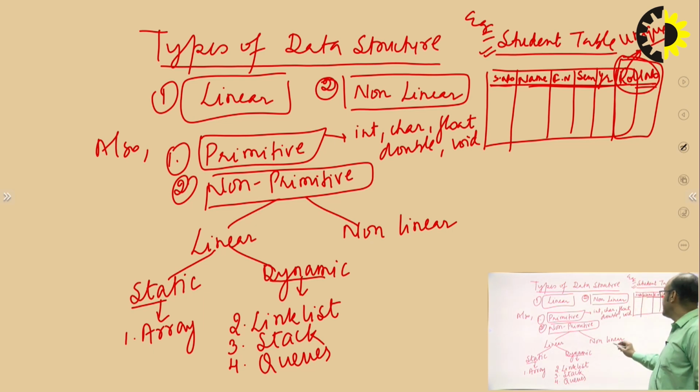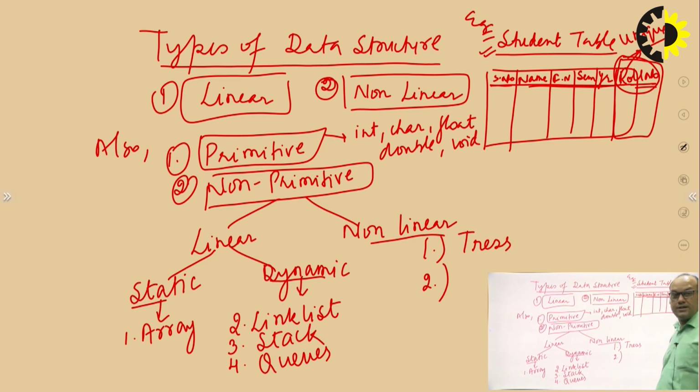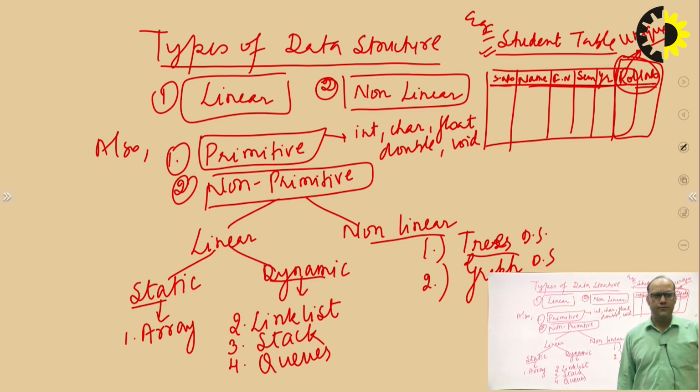Under non-linear data structure, the first classification is tree, and the second is graph. Tree data structure and graph data structure. These are the non-linear types of data structure. Further in our subject we will study all these deeply, but today I am just going to briefly discuss these types of data structure.